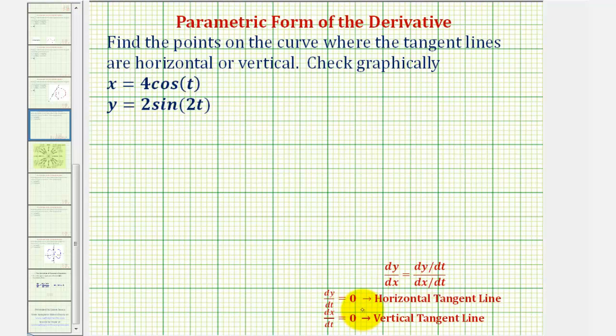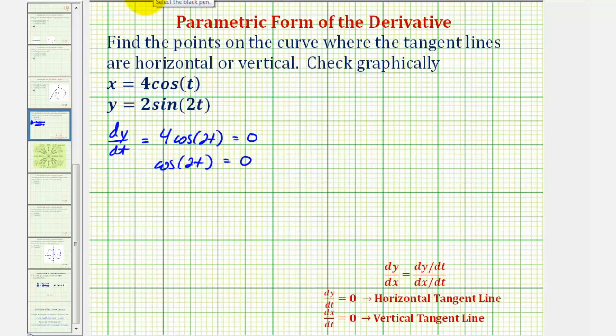So let's start by determining where we have horizontal tangent lines by determining where dy/dt equals 0. Notice that y is equal to 2 sine 2t, and therefore dy/dt will require the chain rule. This will be equal to 2 cosine 2t times 2, or 4 cosine 2t. We want to determine the values of t that make this derivative equal to 0. Well, notice if we divide both sides by 4, we can just determine where cosine 2t equals 0.